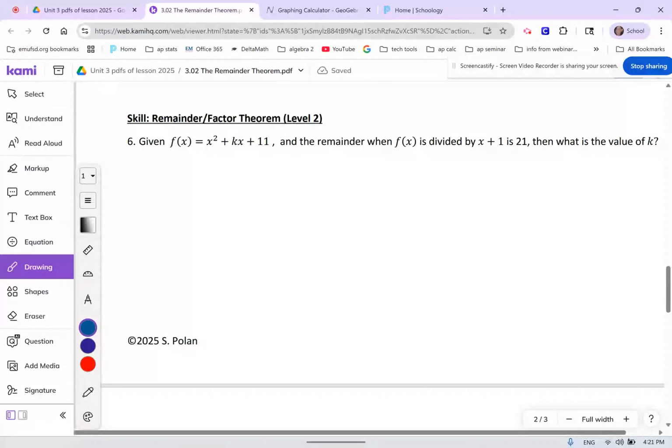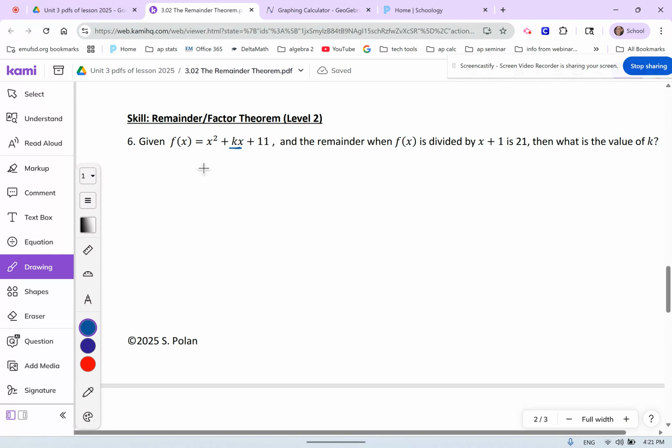So we're looking at example number 6. We're given a function, and notice in addition to the variable x, we have a variable k. We're told that the remainder when f of x is divided by x plus 1 is 21, and we're going to use those clues in order to find the value of k.